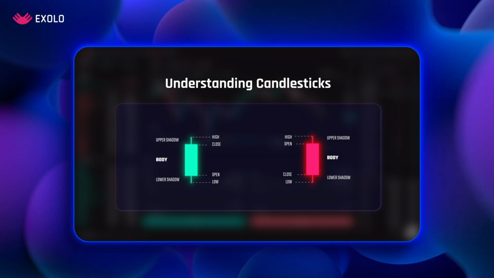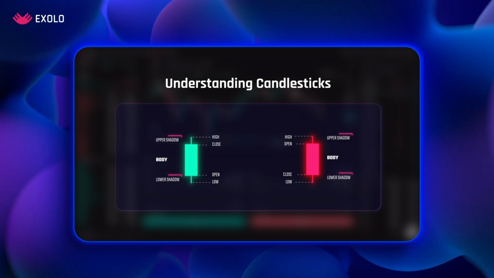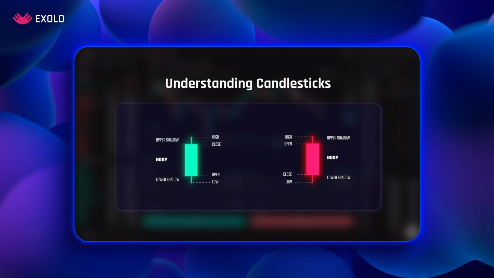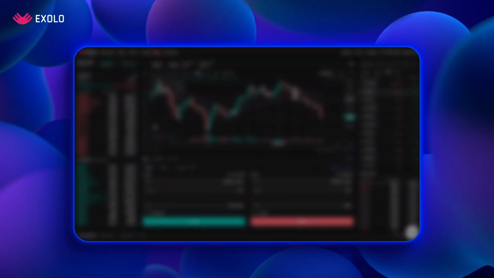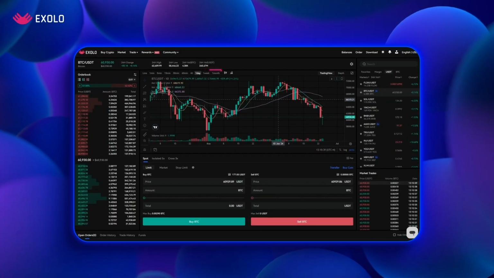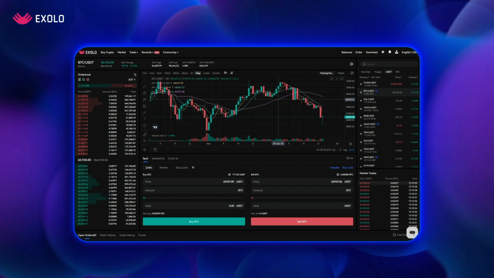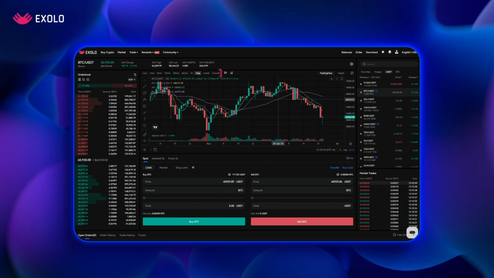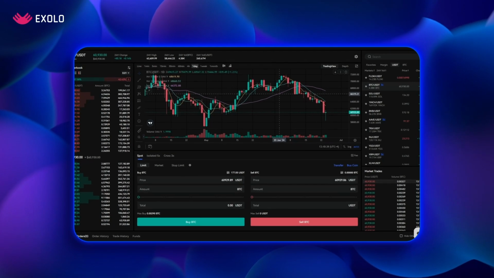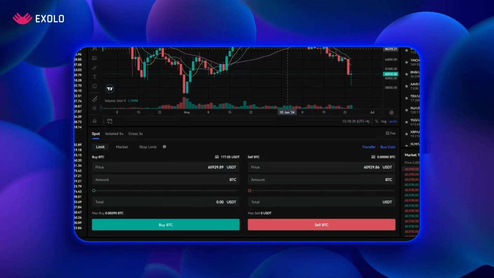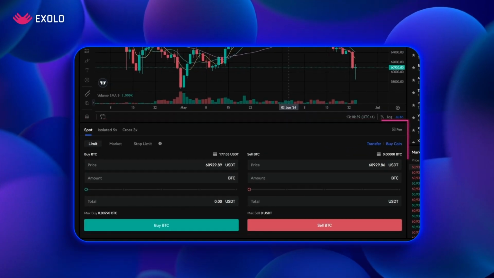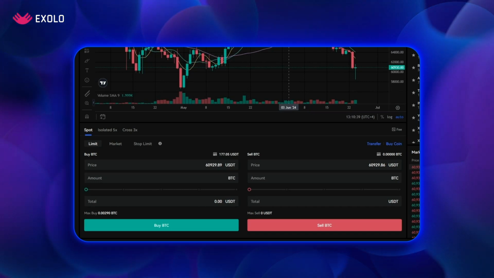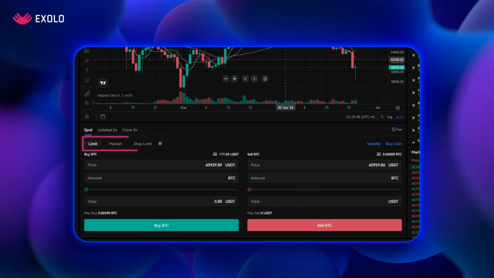Shadows, or wicks. The thin lines above and below the body show the high and low prices during the time frame. Time frame. You can adjust the time frame of the chart to view price changes over different periods, e.g., 1 minute, 60 minutes, 1 day. Placing orders. Order types. At the bottom of the interface, you can place orders to buy or sell the selected trading pair. There are 3 types of orders you can use.